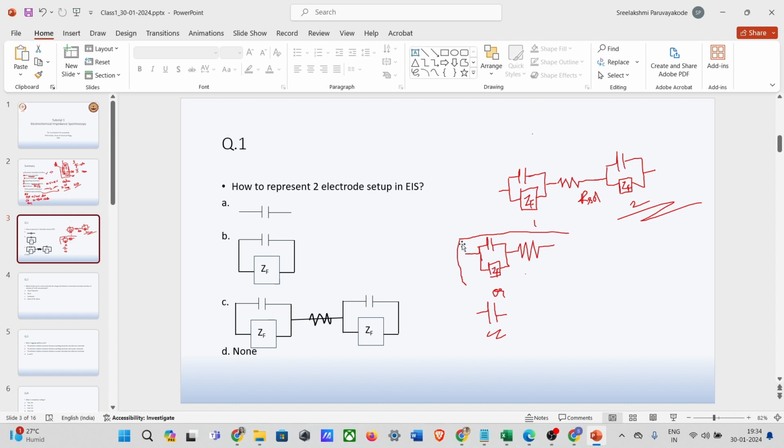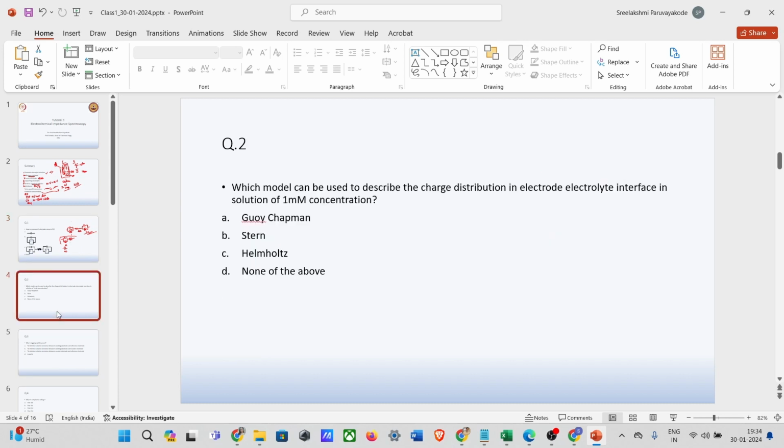Okay. So if anyone else has any doubt, if not, I'll move on to the next question. Yeah. Which model can be used to describe the charge distribution in an electrode-electrolyte interface in a solution of 1 millimolar concentration?